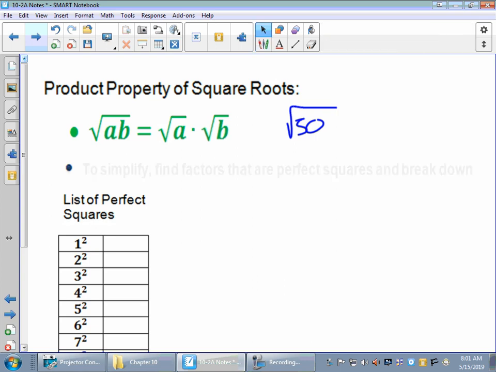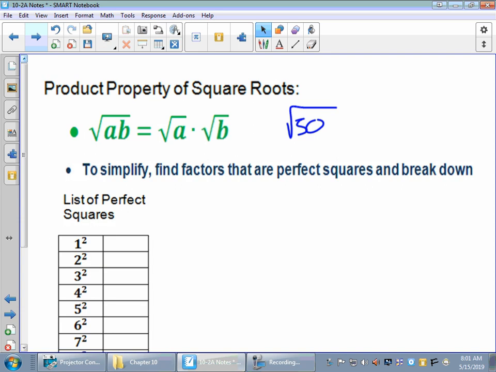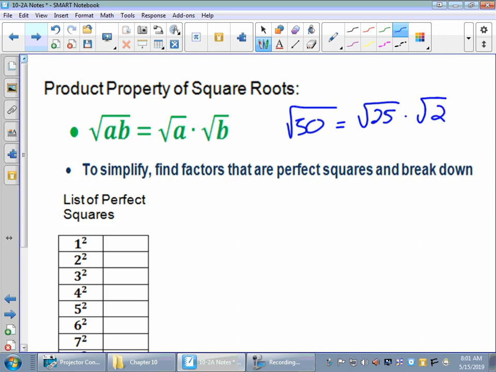So let's put this second bullet point up first. To simplify, we're going to find factors that are perfect squares and break it down. That's the easiest way to do that. So we're going to take this 50 and separate it into two numbers underneath the radical that multiply to make 50. But we want one of them to be a perfect square. So if we go, say, square root of 25 times the square root of 2, that's just like we did over here.